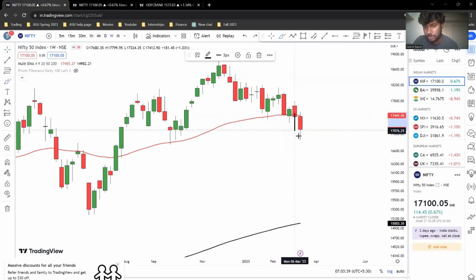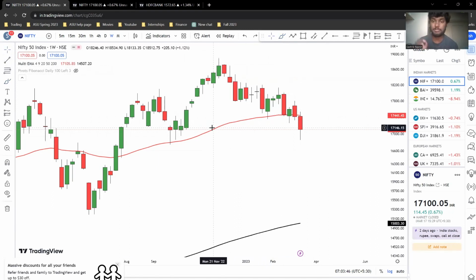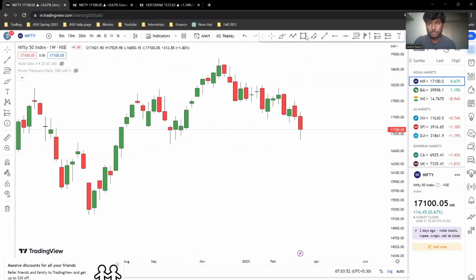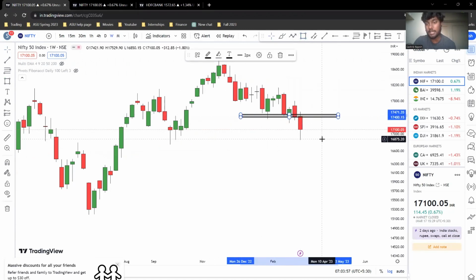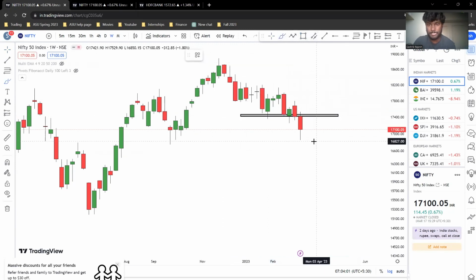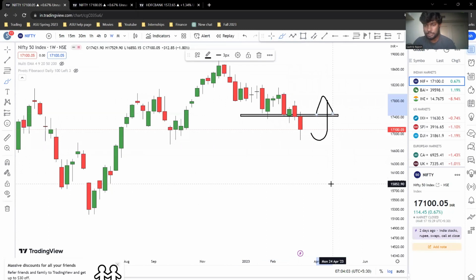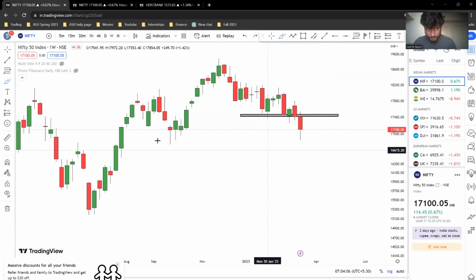So yeah, it broke the 50 moving average in the higher time frame. So right now, 100% we're in a bear market. I'll basically only go bullish if this level breaks towards the higher side. If this level breaks out, that's the only time I'll be bullish. Otherwise, I won't be bullish. All right, so that's what we get from the higher time frame.